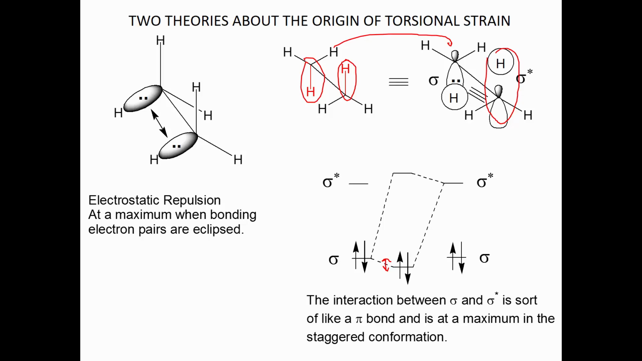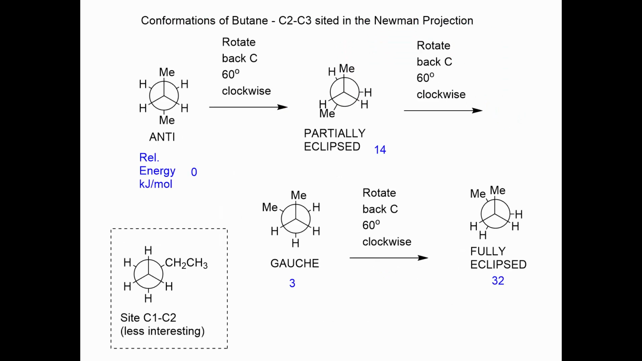So only in staggered, where you have this perfect anti-arrangement of hydrogens on adjacent carbons, do you have this favorable molecular orbital interaction. And this is thought to be the reason now for why staggered is more stable. All right. Let's look at a more complex molecule, butane.